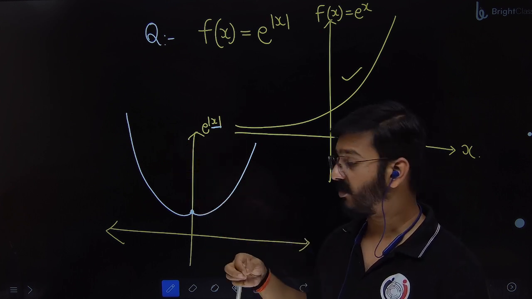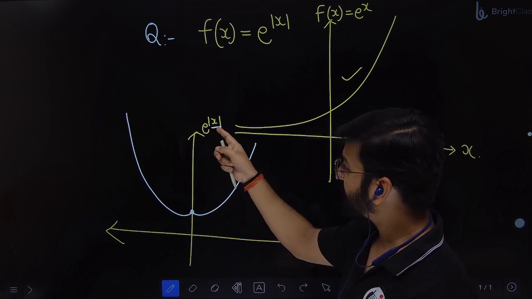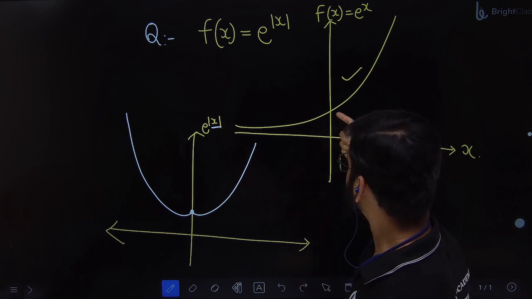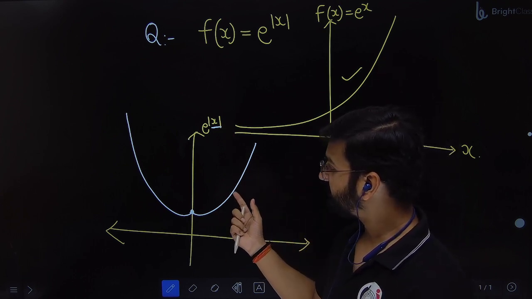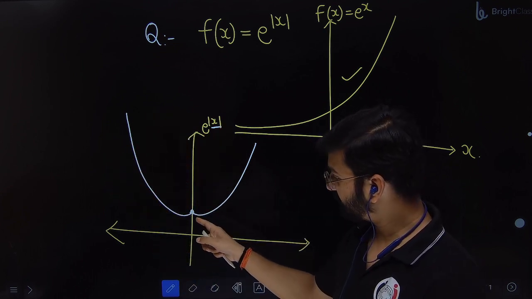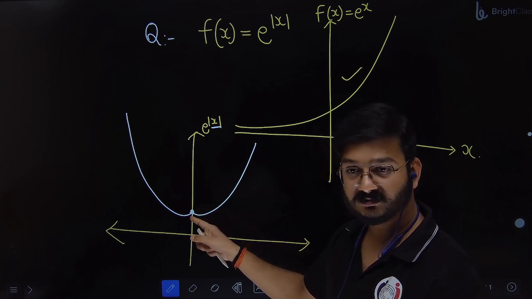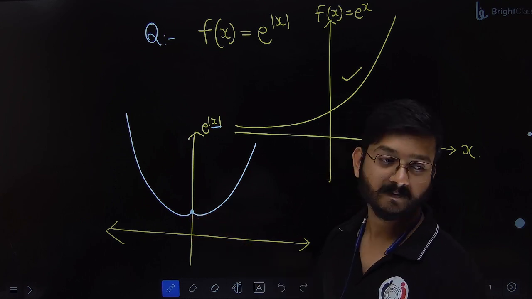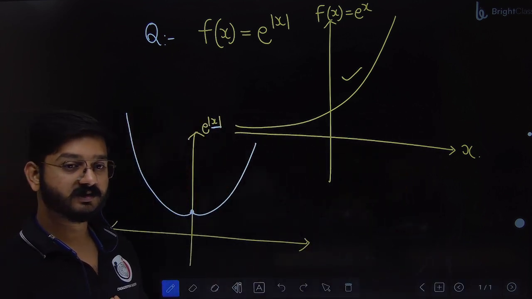If you feel that I am not able to draw the graph, I've explained the reason here: whenever there is an input of mod, whatever is the shape on the right side or positive x-axis, the same shape is repeated on the left side. So when the shape changes, there will be a sharp edge here. And what is the x coordinate here? 0. It will be non-differentiable at x equal to 0, but there is no gap, so continuous.